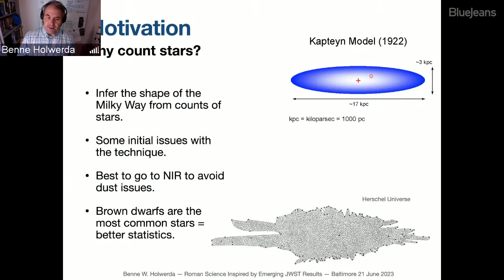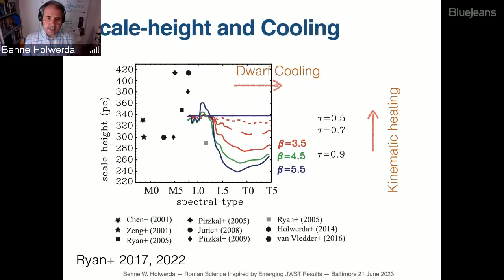So it's best to go to near infrared to avoid dust issues, and I'm actually interested in the lowest possible mass for stars rather than going for giants or for solar mass stars. So you get the most common stars and you get much better statistics. Now, why are we doing that?